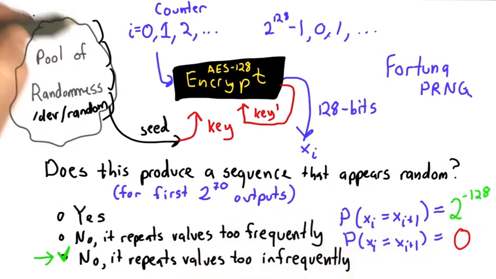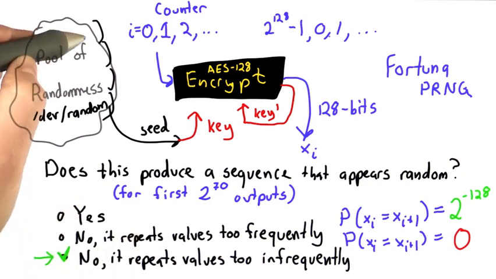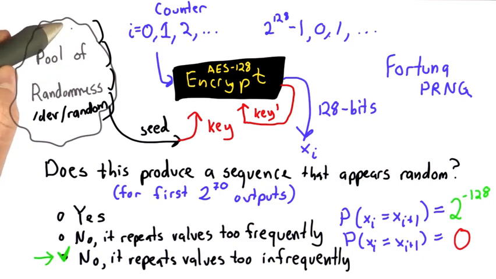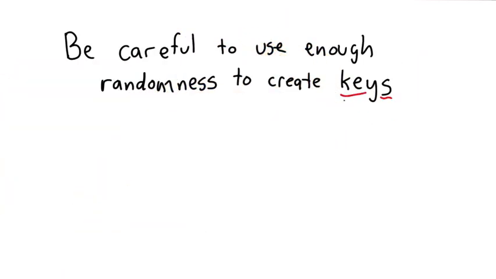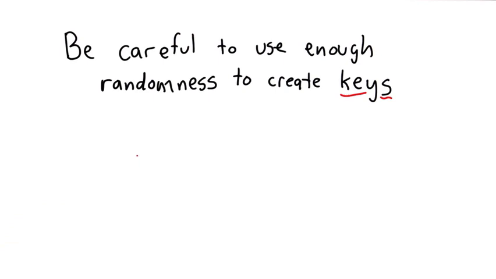And it uses multiple pools of randomness selected in a way that makes it very hard for an attacker to control what the seed is, even if the attacker can control one or a few of the pools of randomness. So the key point is if you're generating keys, it's really important to use good randomness. Generate keys in a way that makes them unpredictable.